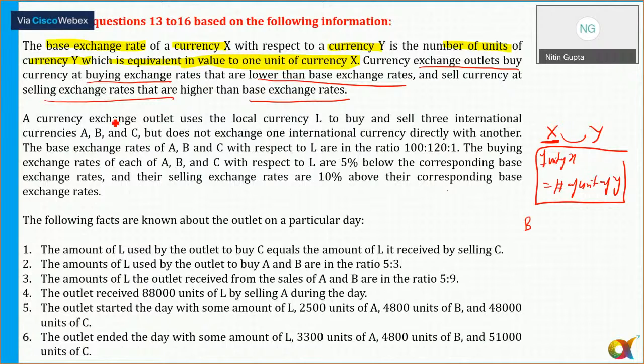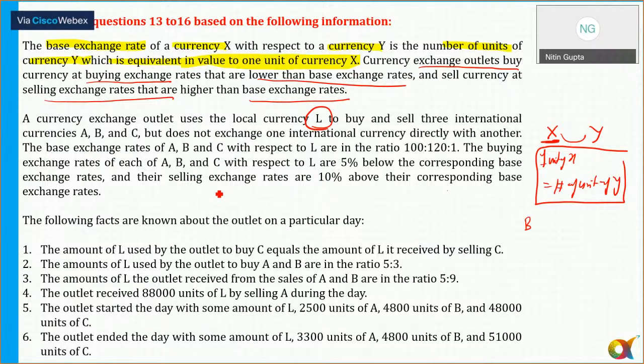Second para: a currency exchange outlet uses the local currency L to buy and sell all three international currencies A, B, C, but does not exchange one international currency directly with another. So you can't exchange A with B or B with C or A with C. You can only exchange currency A with currency L, or currency B with currency L, as well as currency C with currency L. And the base exchange rates of A, B, C with respect to L are in the ratio 100:2:1.